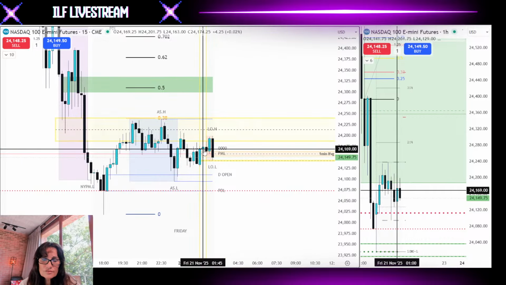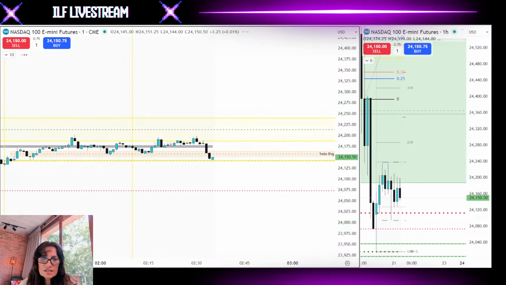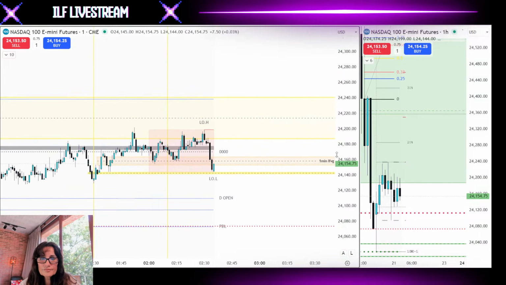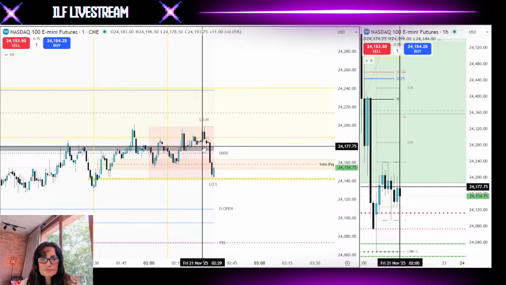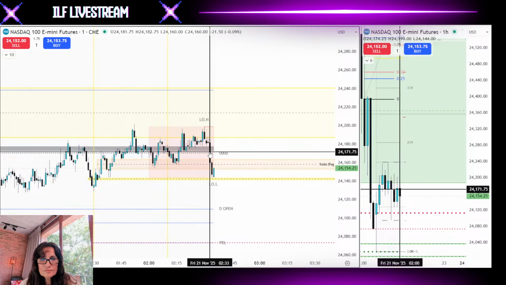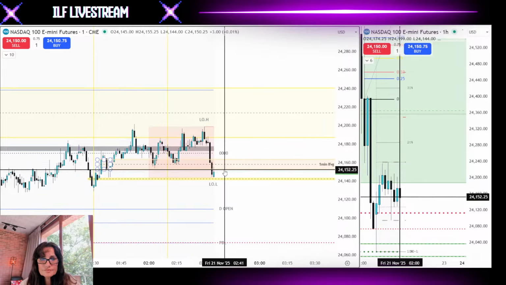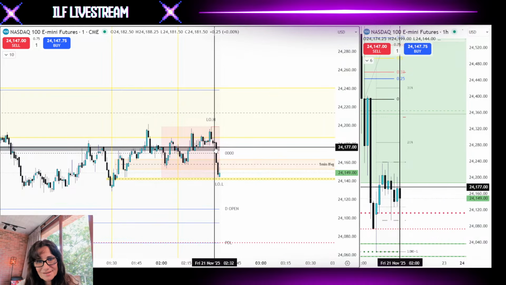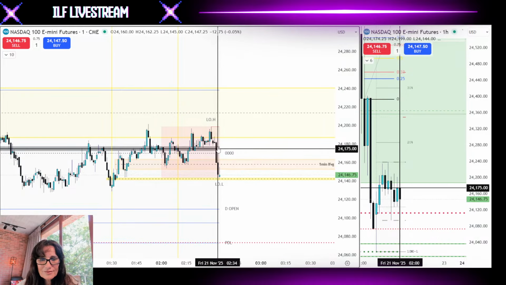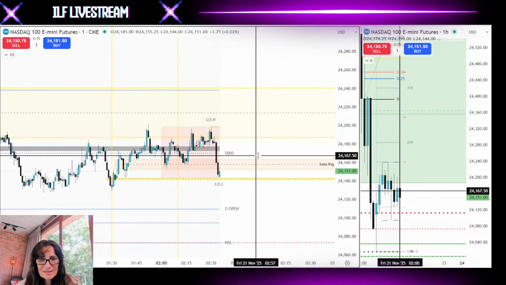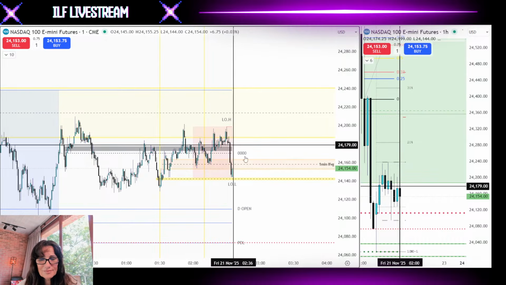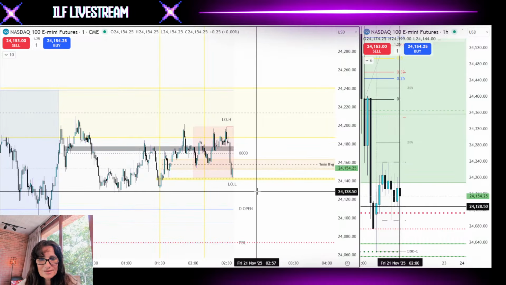So now we're disrespecting the IFVG. Let's see. 233. You see 233, what it did. That's the fair value gap. It just retested it.